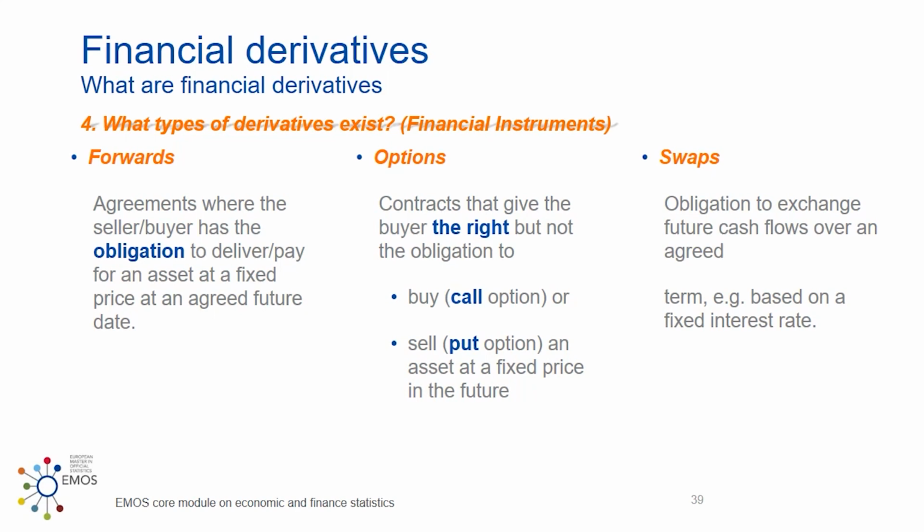And the difference to forwards is that the option is the right but not the obligation to do this. And obviously this is an asymmetric contract in the sense that one person buys the option and then has the right. The other side sells the option and then has to basically go with whatever the buyer of the option wants to do. If the buyer of the option wants to perform the buy or wants to perform the sell, the other side has to do this as well. The difference here is basically that the buyer of the option pays.